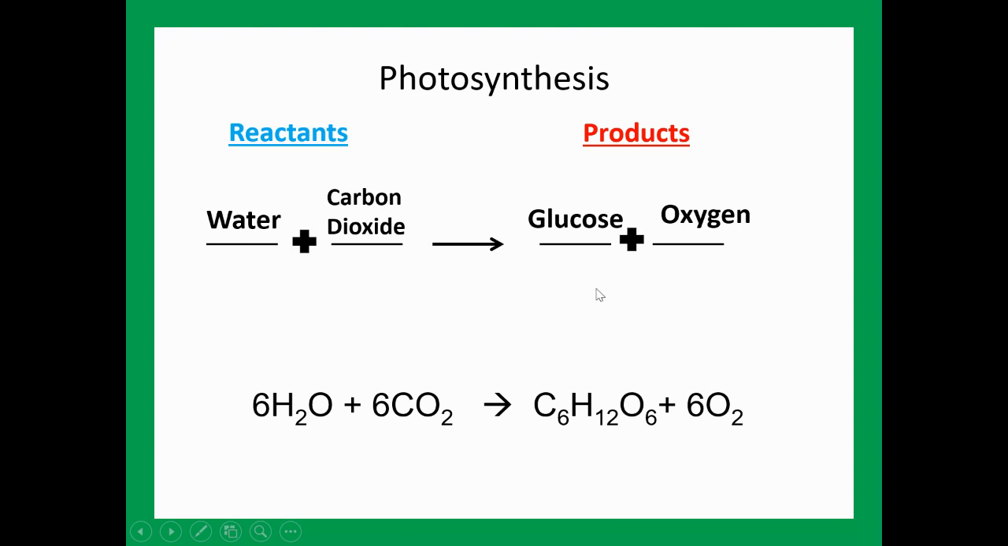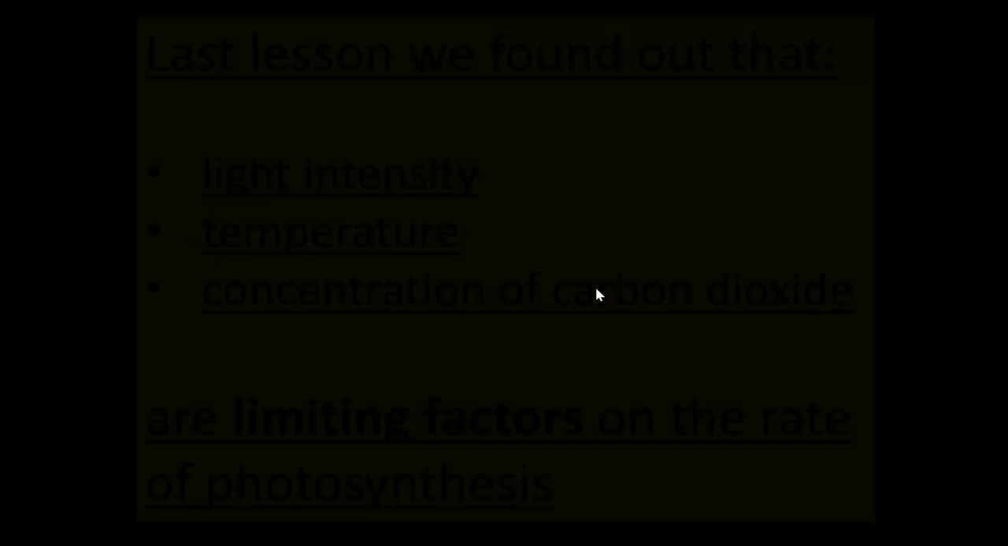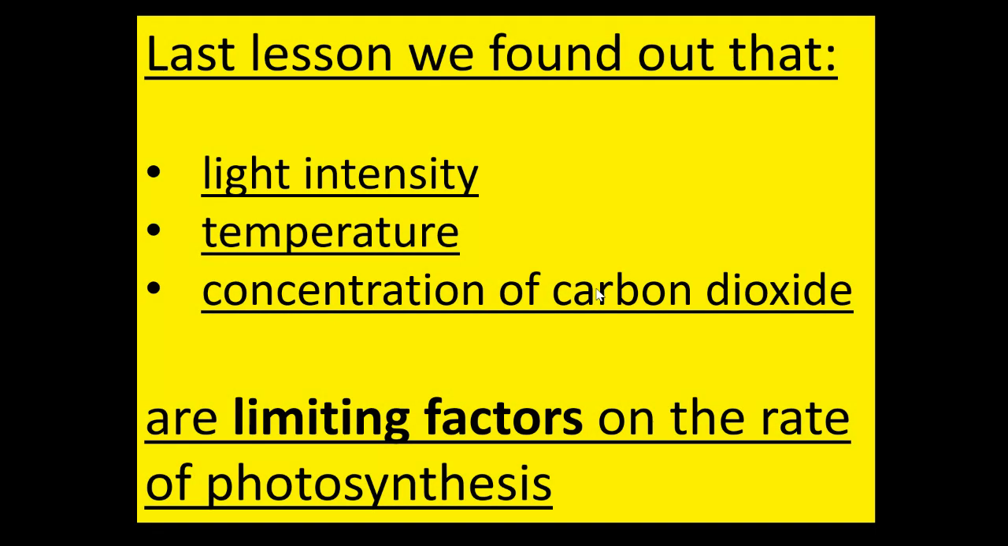And through repetition, we are getting it stuck into our long-term memory. Again, I've written light because light is one of the limiting factors. It requires light to happen. It is an endothermic reaction. Right. Last lesson, we found out that light intensity, temperature, and concentration of carbon dioxide are limiting factors on the rate of photosynthesis.